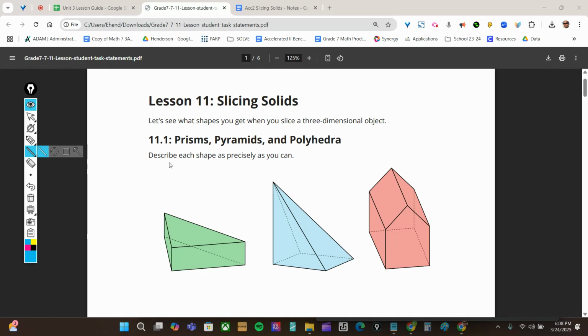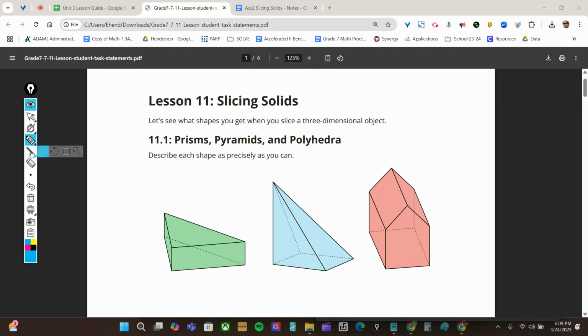So the first question is describe each shape as precisely as you can. All right, so the green shape is a triangle prism, because it has two identical, I don't know if you call that bases or tops and bottoms. But there's two, as opposed to the pyramid that has one base and is made up of triangles that meet at the vertex at the top. So this here is a triangle prism, and this is a triangular pyramid.